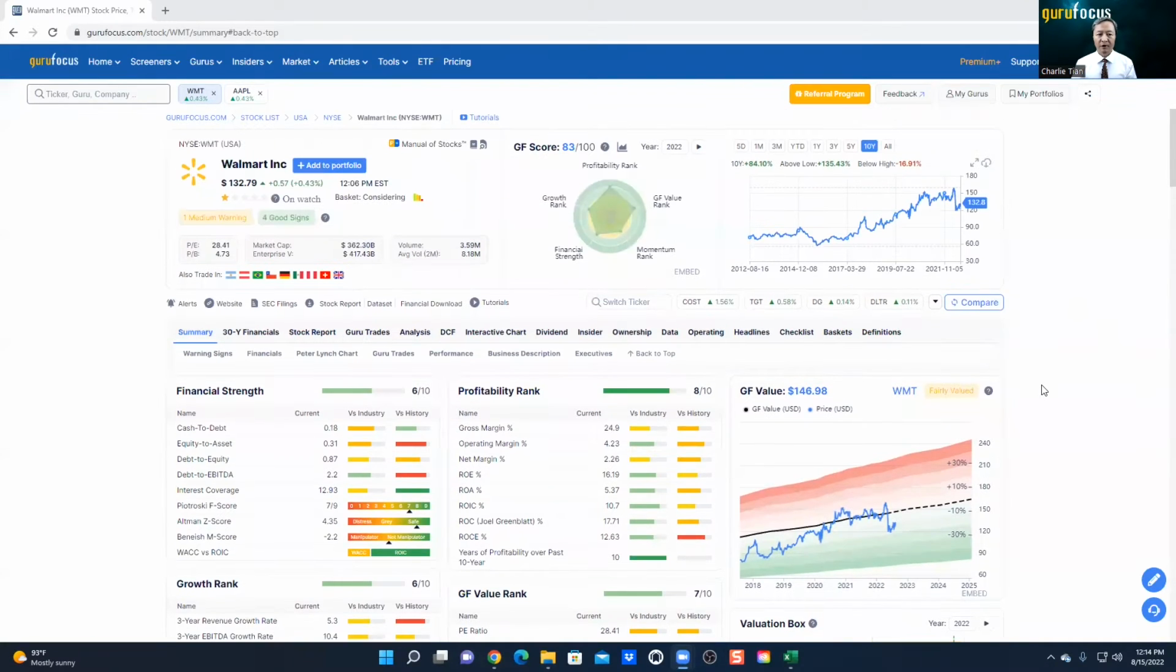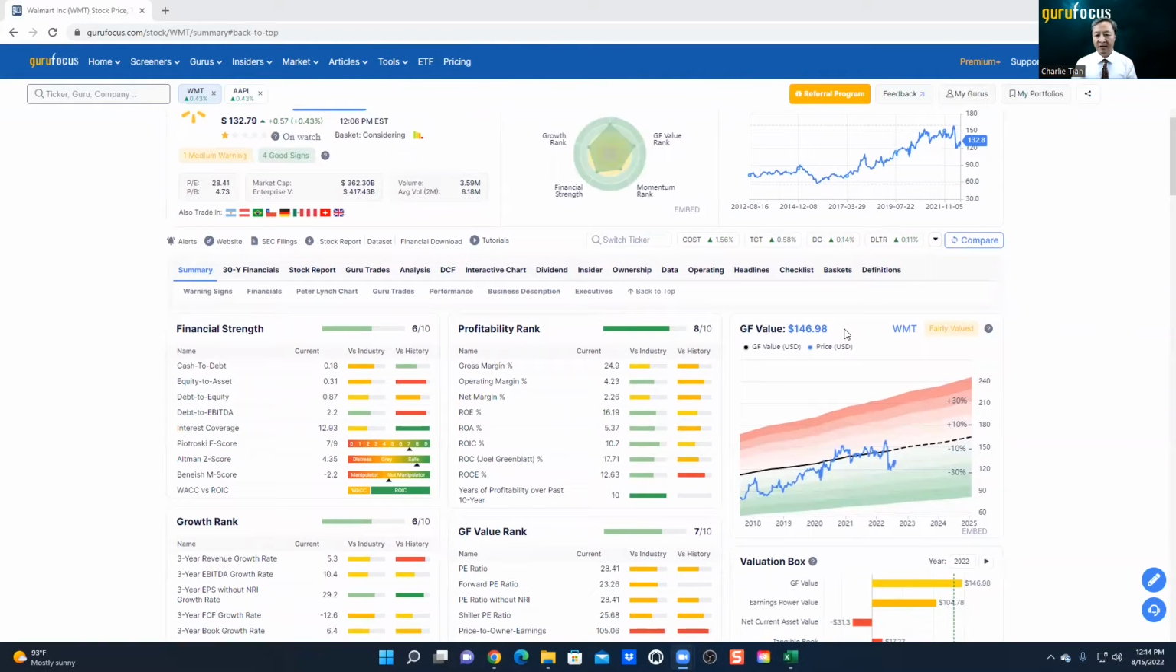In the case of Walmart, we think that the company's value should be $146.98. The company is slightly undervalued and actually close to fair valued. That's why we ranked it as fair valued in this case. And that's the GF Value for Walmart.